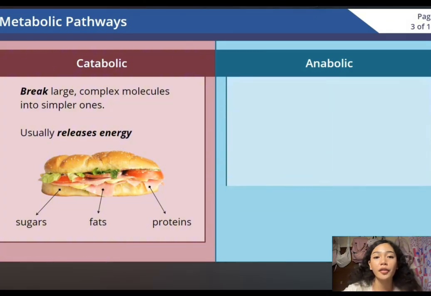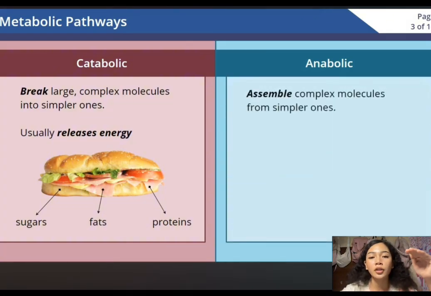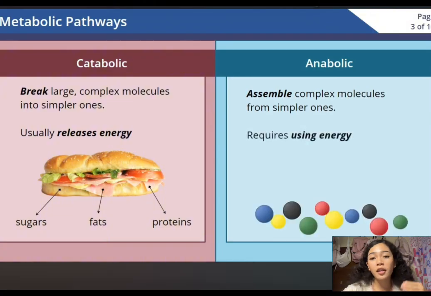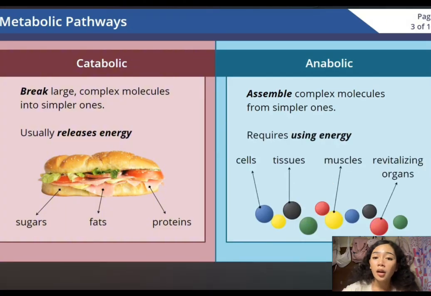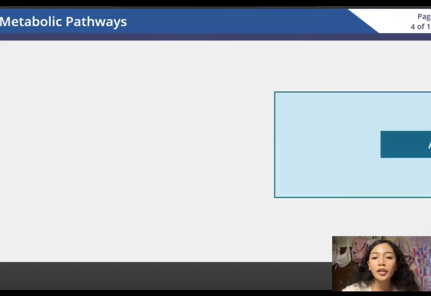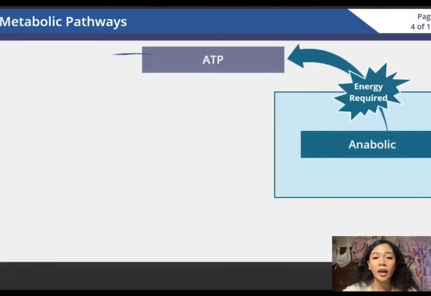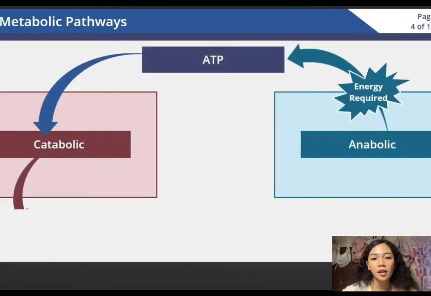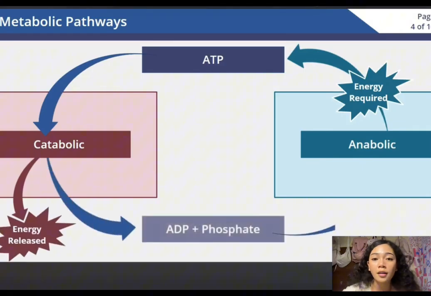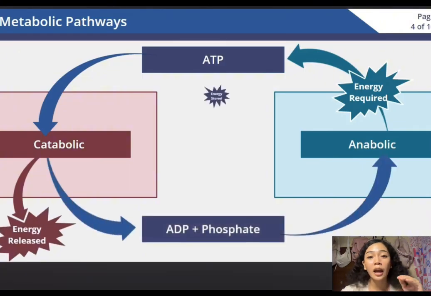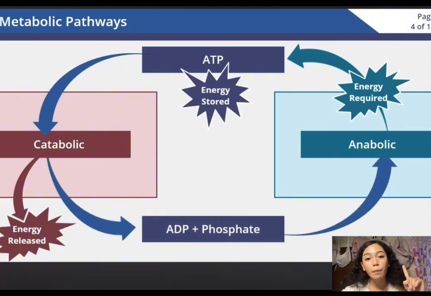Anabolic reactions, on the other side, assemble complex molecules from simple ones. This process requires using energy. Forming new cells, tissues, muscles, and revitalizing organs from the food you eat are all anabolic processes. The energy for anabolic reactions is provided by the catabolic reactions. This energy can also be stored in cells as adenosine triphosphate, or ATP. What is ATP? The energy.